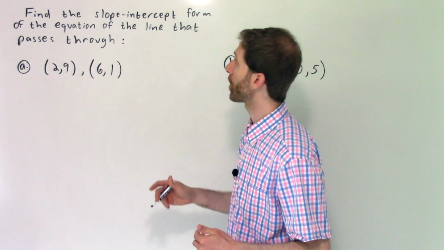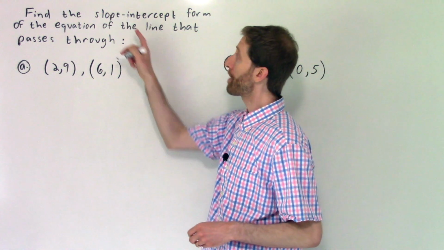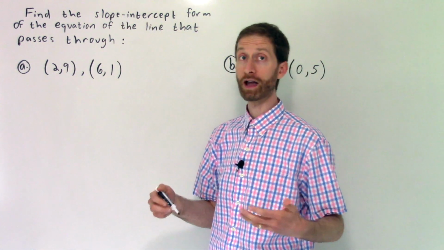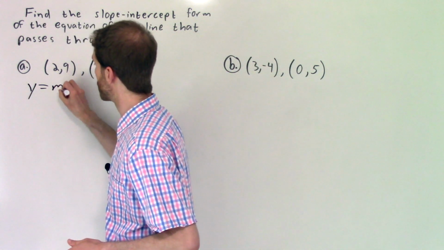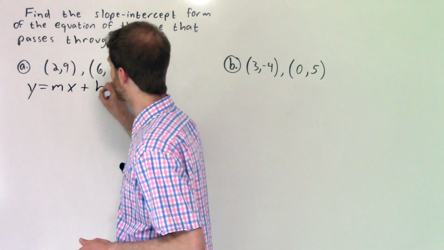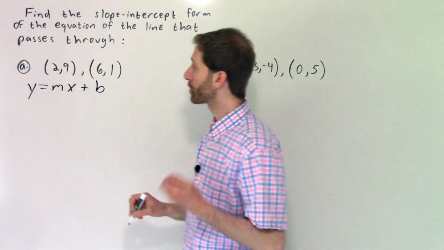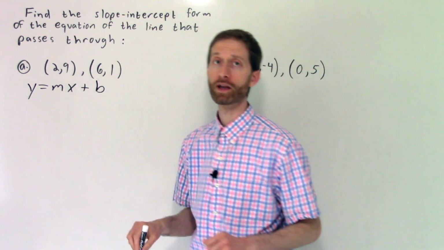Well, first thing I'll start with is what I'm actually asked for. I'm asked for the slope-intercept form of the line, so let me start out with that as my template. That's going to tell me, just mentally, what it is that I need to go after, like what my goals are. Well, first things first, I need a slope and I need a y-intercept.